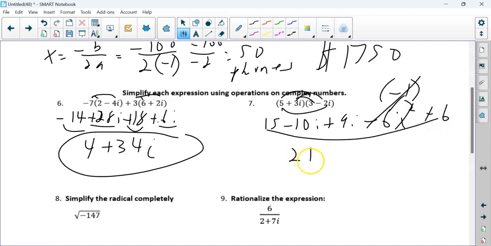15 plus 6 is 21. And then combine the i's. 9i minus 10i is negative 1i. You don't need the 1, but if you want to, you can put it in there.